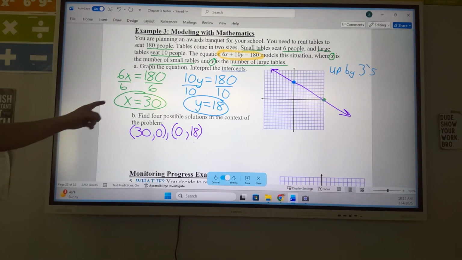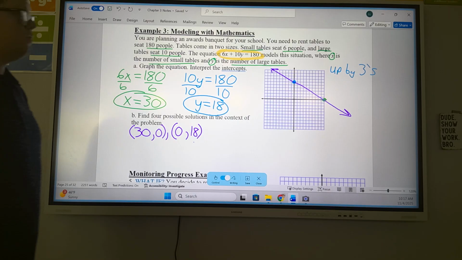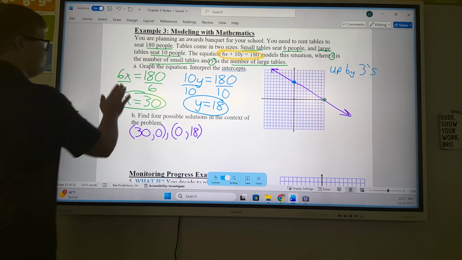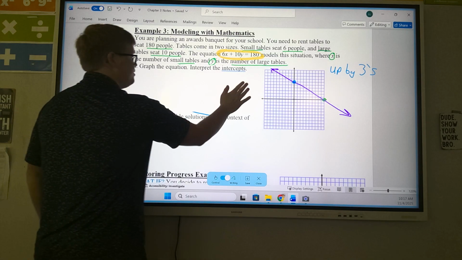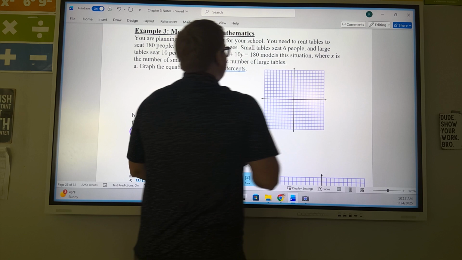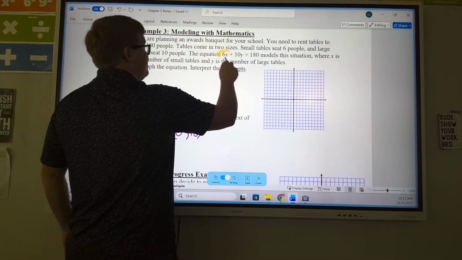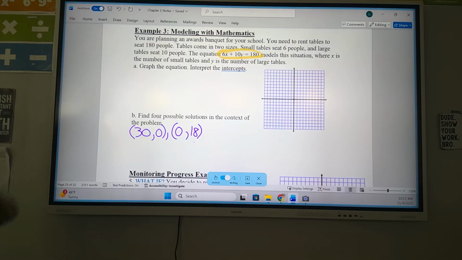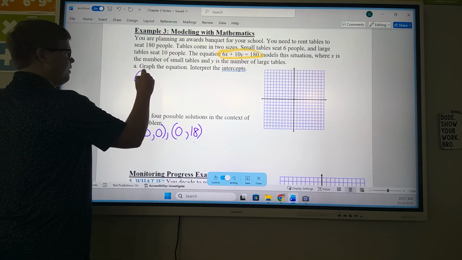Or B, we can convert this standard form equation to slope-intercept form. So that's what we're going to do. And we're going to do it up here so that you guys can see it. We're taking this equation and putting it in slope-intercept form. So let's go ahead and do that real quick.